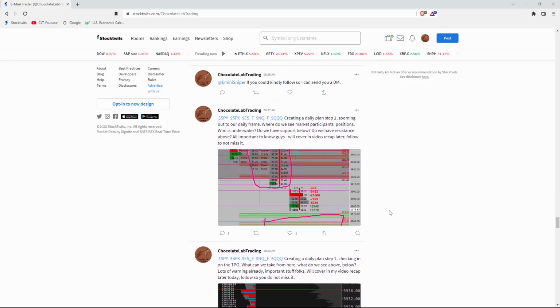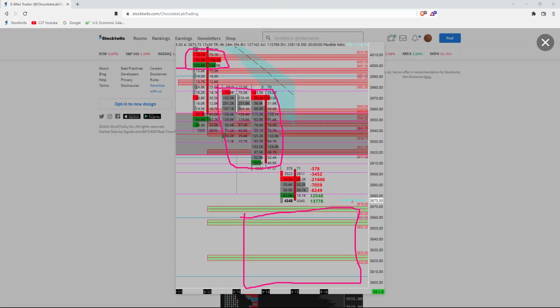All right, what's next on creating a daily plan? Step 2, zooming out to our daily frame. Where do we see market participants' positions? Who is underwater? Do we have support below? Do we have resistance above? All important to know, guys. We'll cover in video recap later. So you should be able to see this fine.